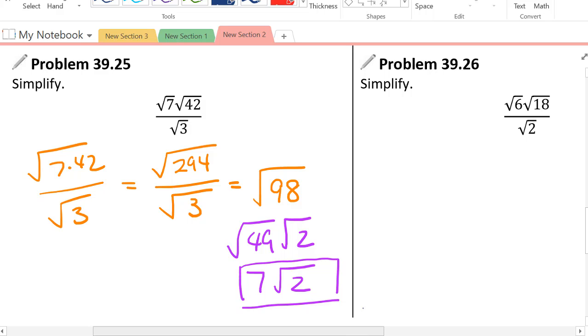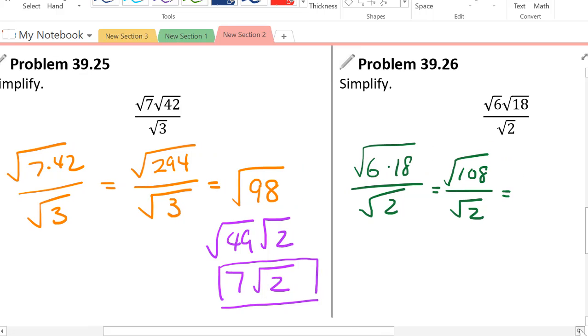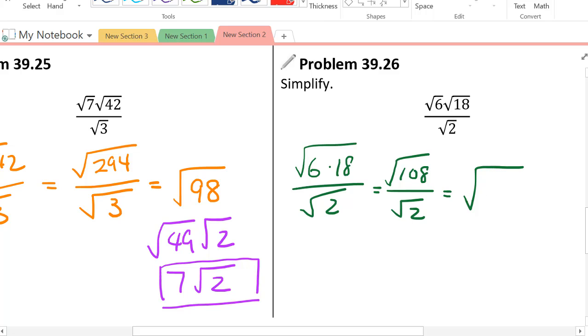Now same thing with the next one. If you look at the next one, you want to do the same thing. You want to just multiply. You want to say this is 6 times 18 divided by radical 2. Just use your calculator. 6 times 18 gives us 108. So we get the square root of 108. Still square root, I didn't take the square root yet. Divide by square root of 2. Now I'm going to divide the 2 into 108. So I still have a square root, divided by 2. That'll give us 54.